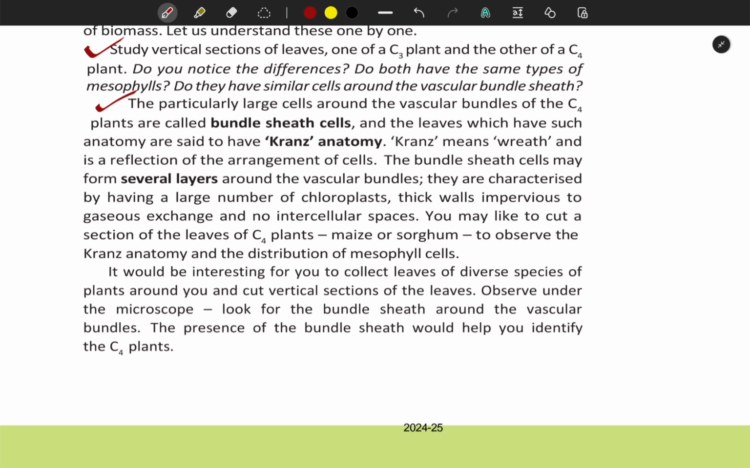You may like to cut sections of leaves of C4 plants, maize or sorghum, to observe the Kranz anatomy and the distribution of mesophyll cells. It would be interesting for you to collect leaves of diverse species of plants around you and cut vertical sections of the leaves. Observe under the microscope. Look for the bundle sheath around the vascular bundles. The presence of the bundle sheath would help you identify the C4 plants.